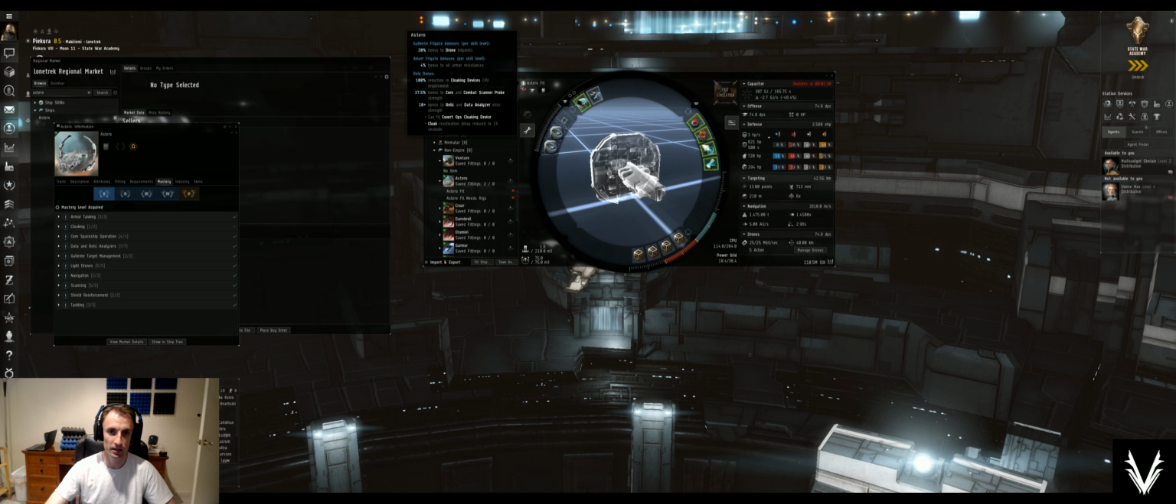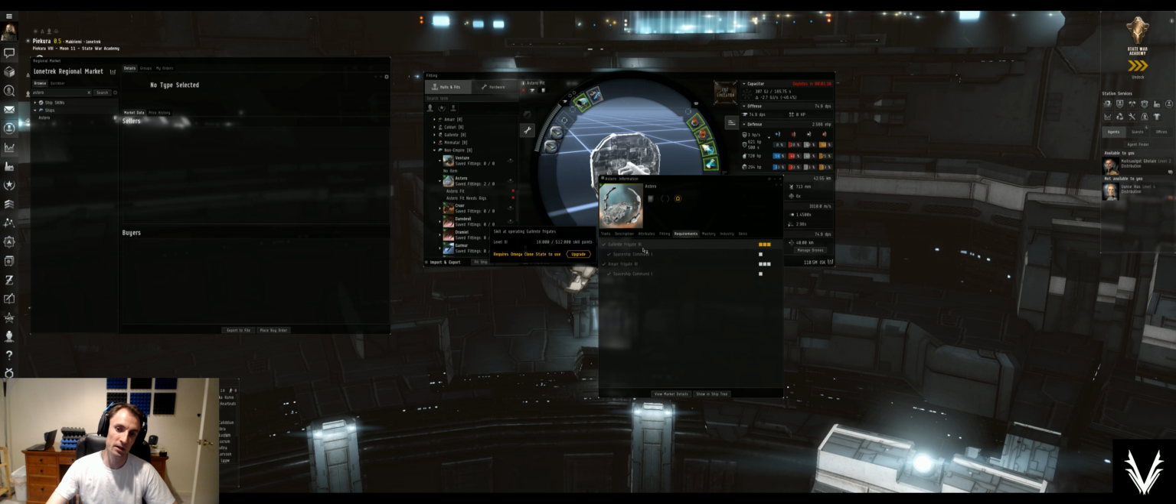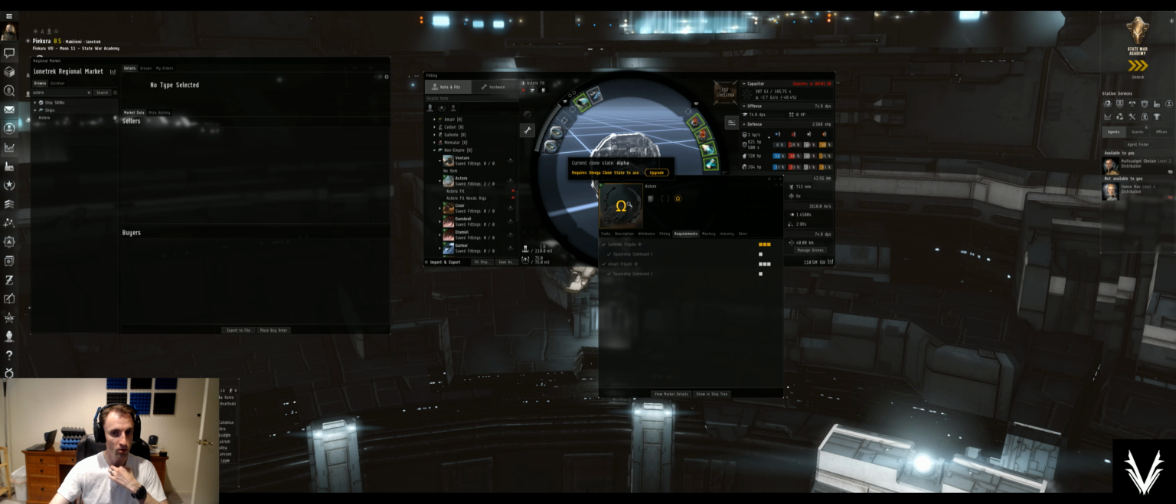So if I hit the information on this, I can see the requirements. This character that I'm on right now requires both Gallente Frigate 3 and Amarr Frigate 3, among some of these other lower level skills. Because it's a frigate, its skill level requirement is pretty low. It does require you to be Omega, which this character is not right now, so we're just going to look at it in the simulation.